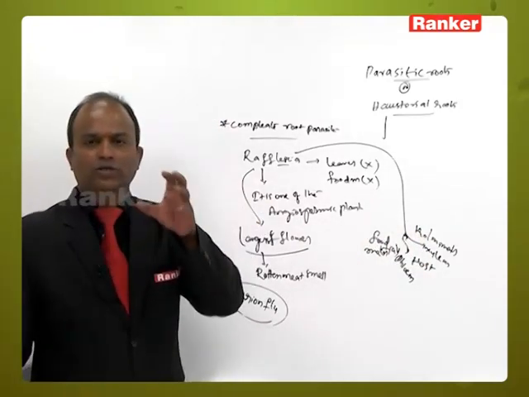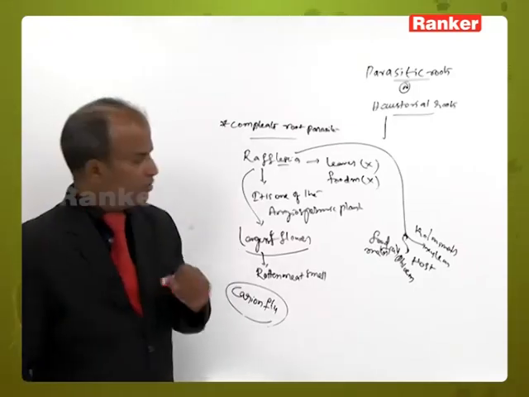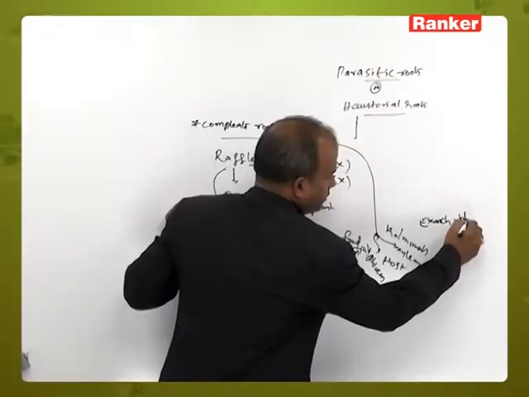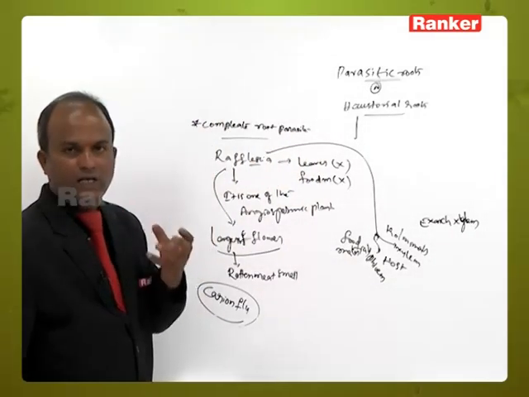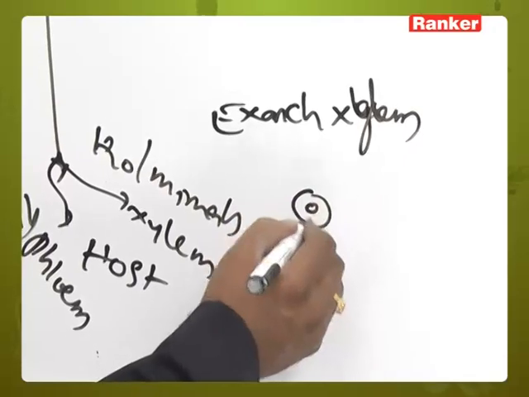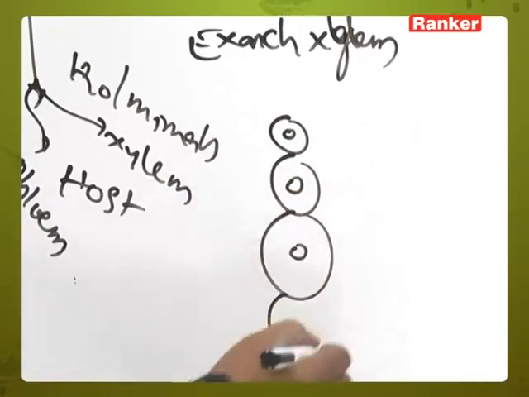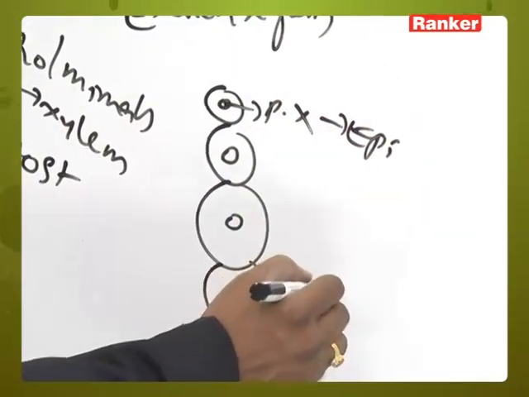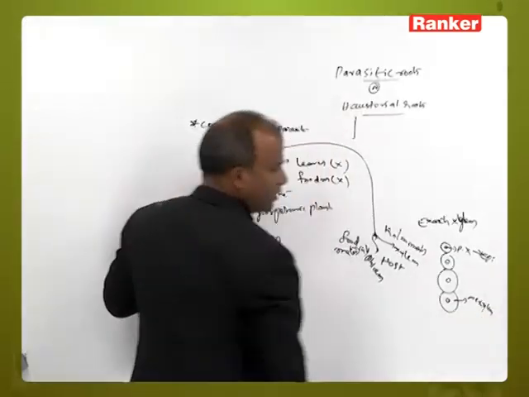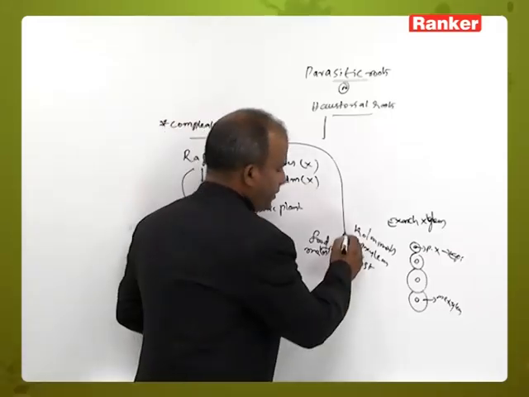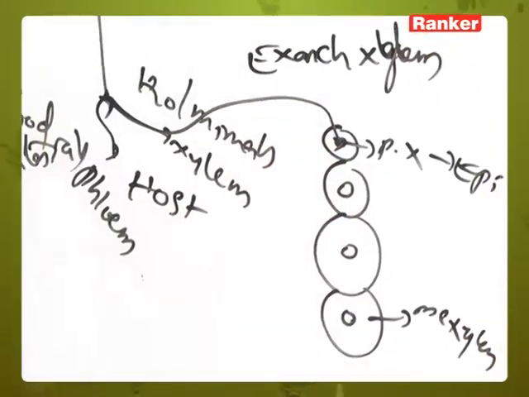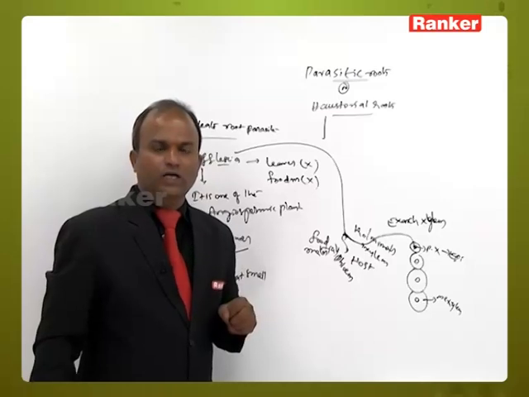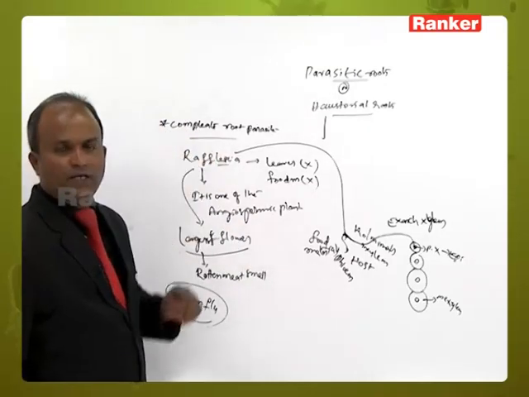Now, Rafflesia penetrates into the xylem, as I told, in order to absorb water and minerals. Does root show exarch xylem or endarch xylem? Root always shows exarch xylem. What is meant by exarch xylem? Protoxylem towards the epidermis, whereas metaxylem towards the center. So the haustorial roots penetrate first into the protoxylem in order to absorb water and minerals. This is about complete root parasite.